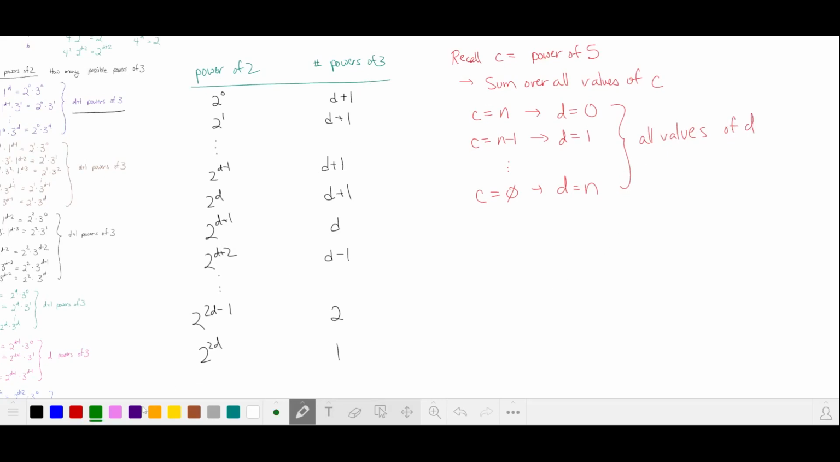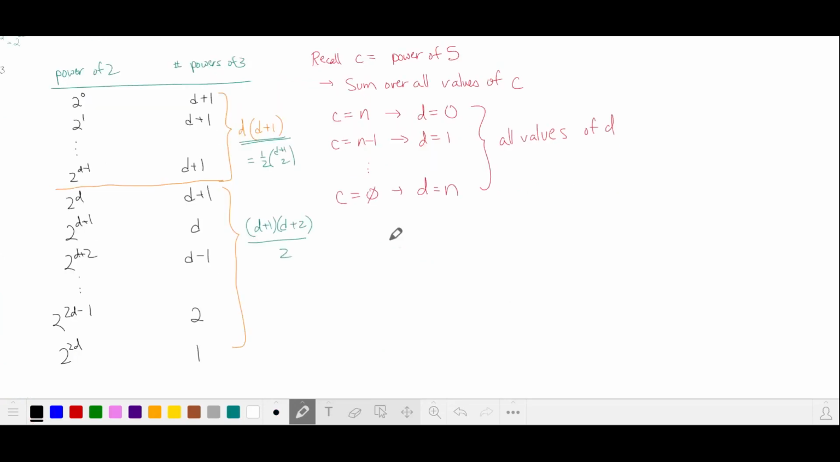I'm going to divide up my counting by first adding up the number of powers of 3 in these first d powers of 2. That's d times d plus 1. And to that, I'm going to sum these values from 1 to d plus 1, and we'll use our formula for the sum of consecutive integers. I divided these sums up like this because this product is 1/2 of d plus 1 choose 2, and that's going to make our calculations a little bit easier. So again, we're summing as d goes from 0 to n of these two expressions.